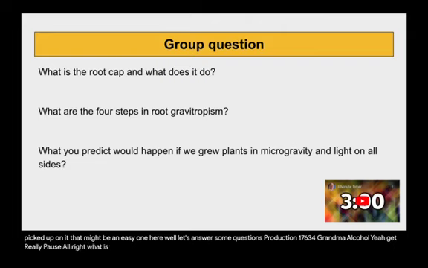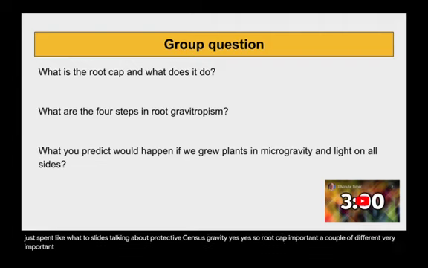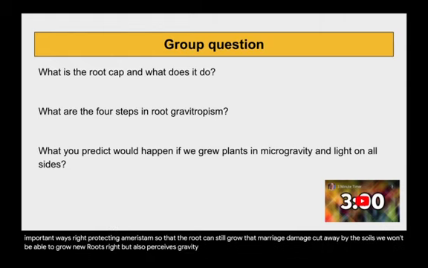All right, what is our root cap? What does it consist of? What does it do? Yeah, it protects the meristem. What else does it do? We just spent a bunch of slides talking about it. Protects the meristem and also perceives changes in gravity, senses gravity. Yes. So the root cap is important in a couple of very important ways, right? Protecting the meristem so that the root can still grow. If that meristem is cut away by the soil, we won't be able to grow new roots, right? But it also perceives gravity.